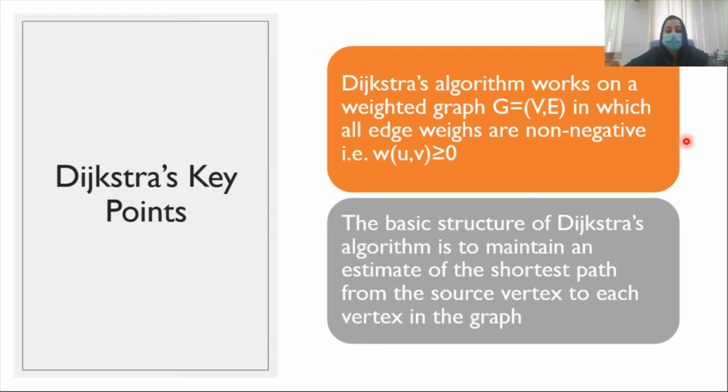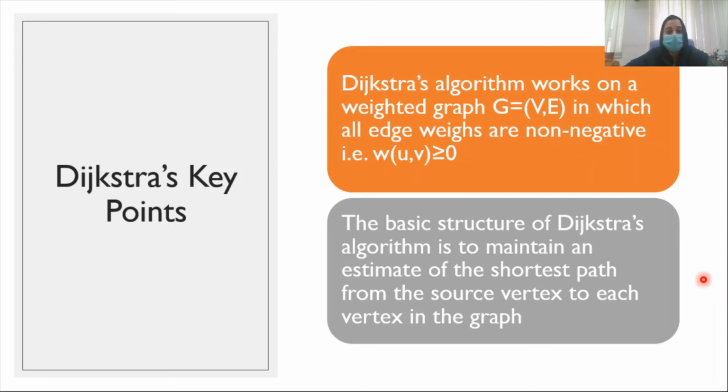So Dijkstra states it works on a weighted graph. Weighted graph means each edge will contain some weight. And if we are talking about the cities, each edge will contain the distance between two particular cities. So each edge will have some weight. That means all edge weights must be non-negative. The basic structure of Dijkstra algorithm is to maintain an estimate of the shortest path from the source vertex to each vertex in the graph, and at the end, Dijkstra will actually find you the shortest path from one source vertex to all the other vertices.